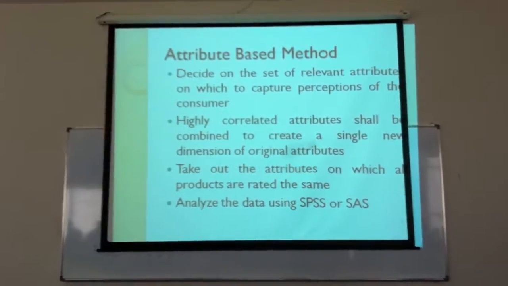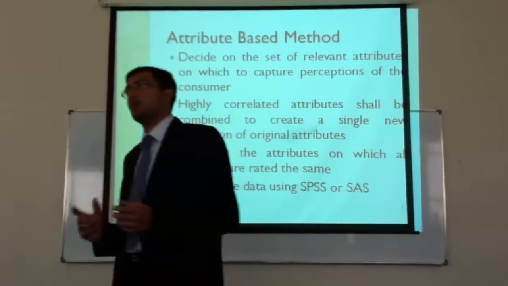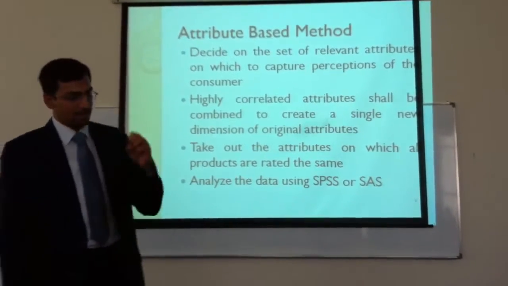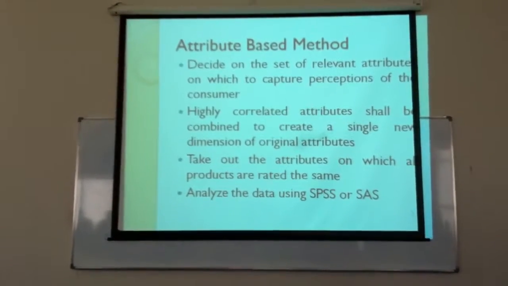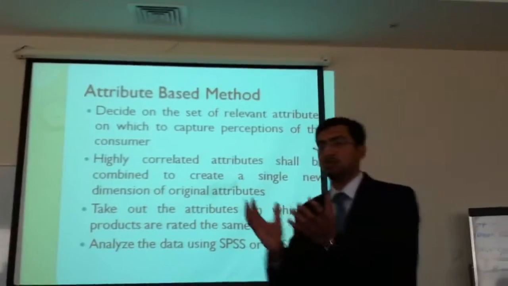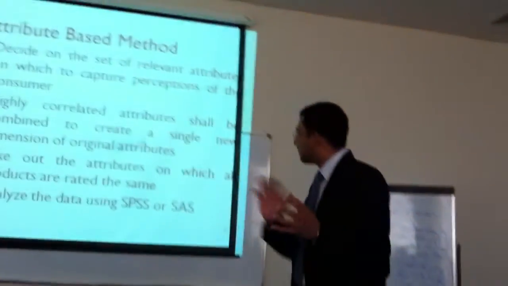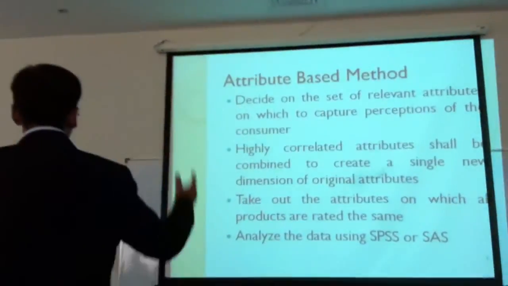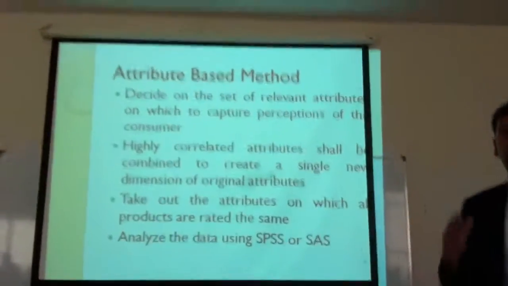Now, let us have a brief look at what the attribute-based method is. In the attribute-based method, you first identify the main influencing attributes that attract people to buy a product, and then conduct a survey and collect the data. Based on the data, identify the highly correlated attributes so that you can club them together, and you can leave out attributes where all the competitors' products are rated almost the same. Then we analyze the data using a tool called SPSS or SAS, and plot them.